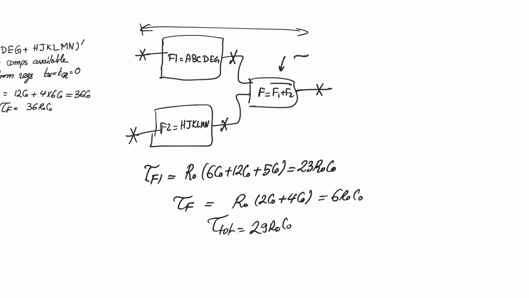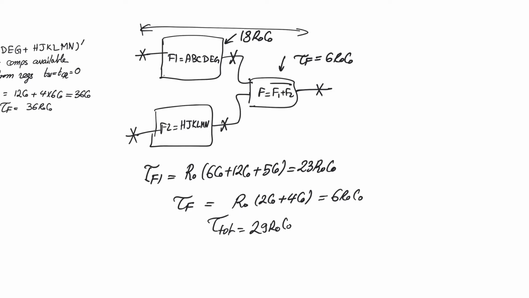For F, the time constant will still remain at 6R0C0, but we have to recalculate the time constants for F1 and F2 because now they are not loaded by the gate F. So their time constants will change. These gates had a time constant of 23R0C0, of which 5R0C0 came from external loading, and so their intrinsic delay is 18R0C0.